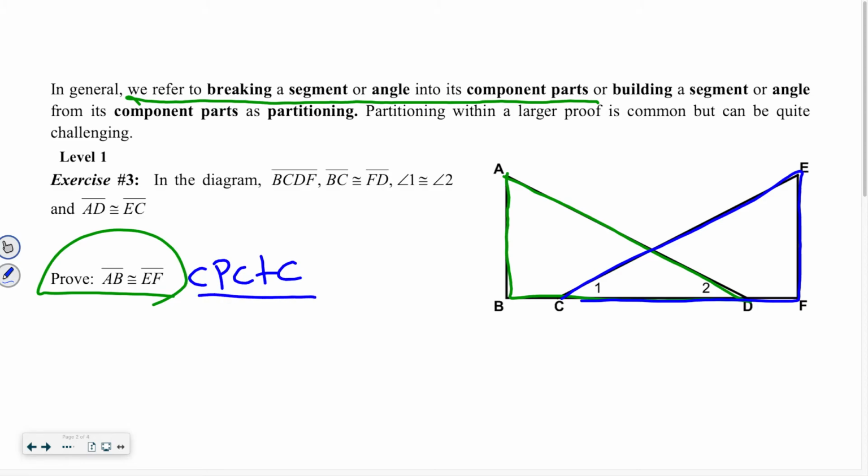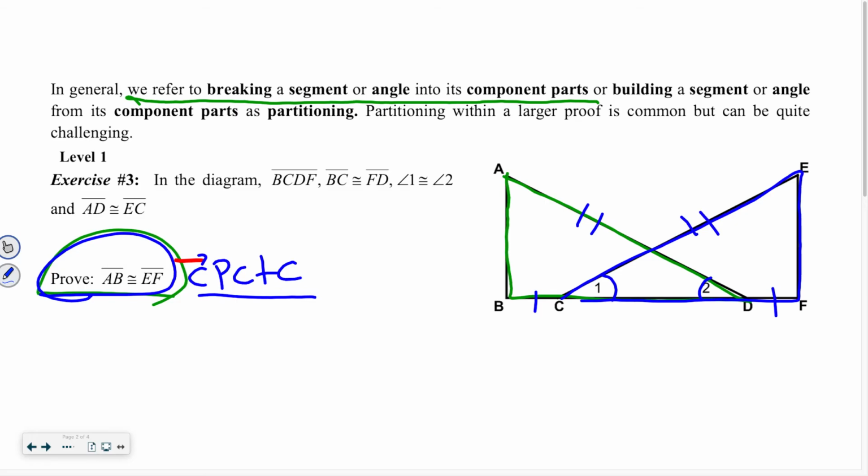What this is saying is that if the two triangles are congruent, then all of its corresponding parts have to also be congruent. Remember, we have three ways of showing that triangles are congruent. We have side, side, side, side, angle, side, and angle, side, angle. So your last line is going to be this statement with this reasoning, okay? But I first have to prove that the triangles are congruent. Let's see what the given says. We have that BC is congruent to FD. We also have that angle 1 is congruent to angle 2, and that AD is congruent to EC.